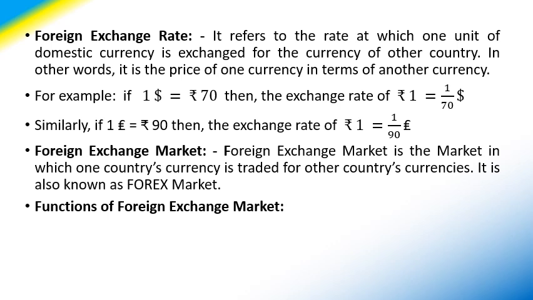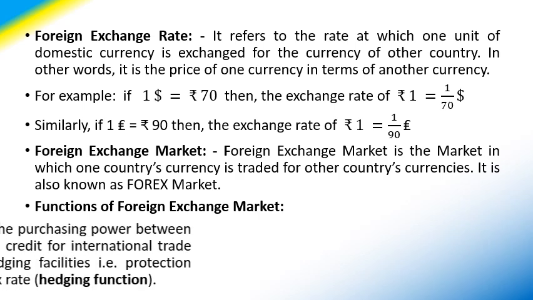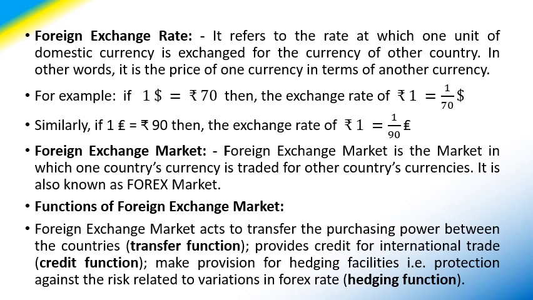Now, what is the foreign exchange market doing, or what are its functions? The first function is that it transfers the purchasing power from one country's currency to another country's currency. That is the transferring function. As I said, if you need US dollars, your Indian rupees are converted into US dollars. So it helps us transfer your purchasing power into US currency.